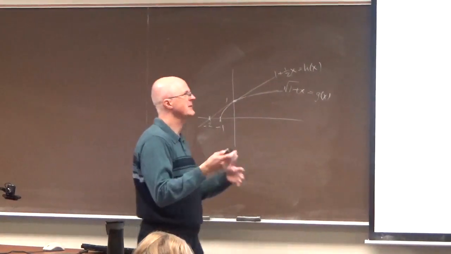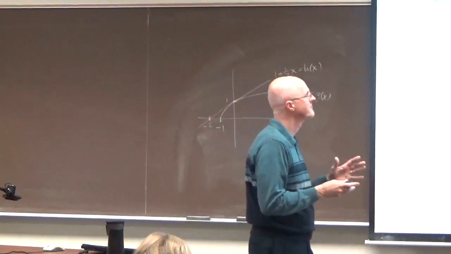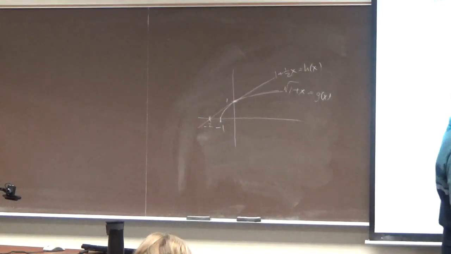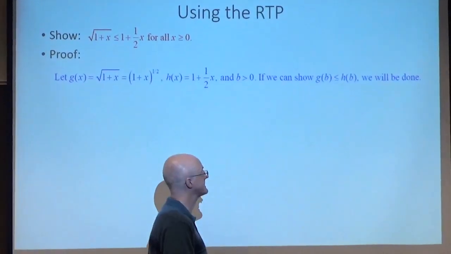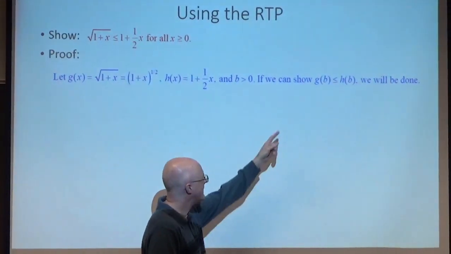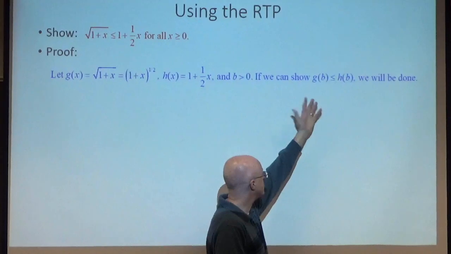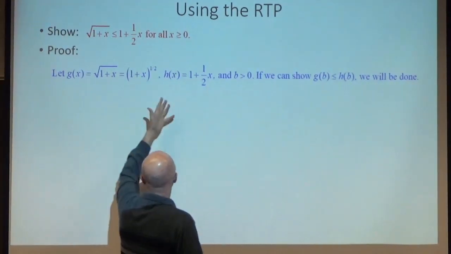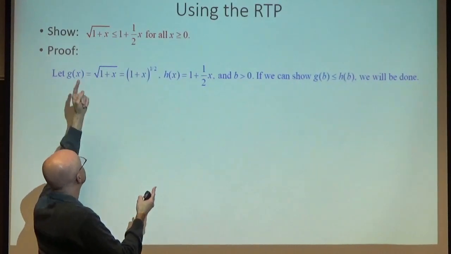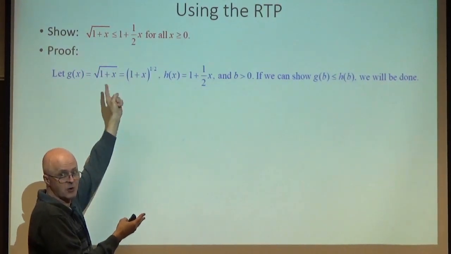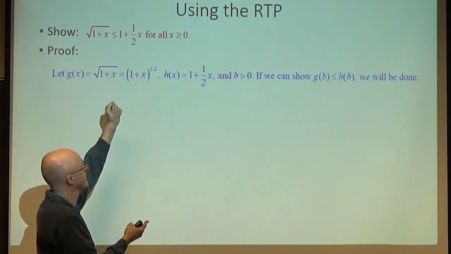As far as dealing with the a and b, it's a little funny. I'm just going to start by assuming b is positive. The a is going to be 0. That's where those two graphs touch each other. That's the starting moment in time, and they're at the same position at the same moment in time. If I can show g of b is less than or equal to h of b, I'm going to be done. Don't let the fact that I'm using a different letter of b bother you. It will imply that that's true for all x greater than or equal to 0.